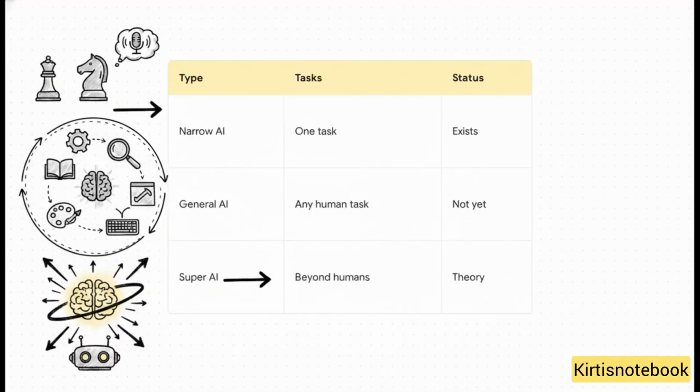Level 1 is narrow AI. Sometimes people call this weak AI. This is an AI designed to do exactly one specific task, like a computer program that only plays chess or Siri and Alexa on your phone. They're great at their one job, but they can't do anything else.